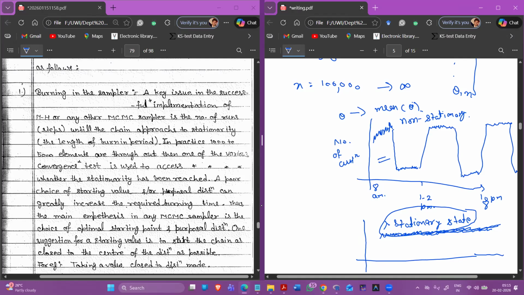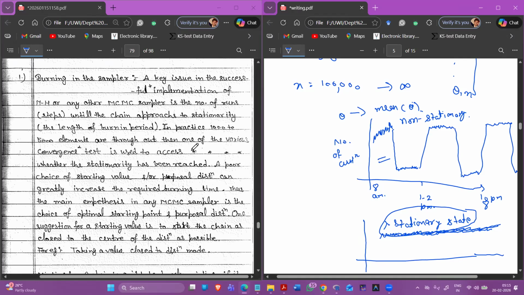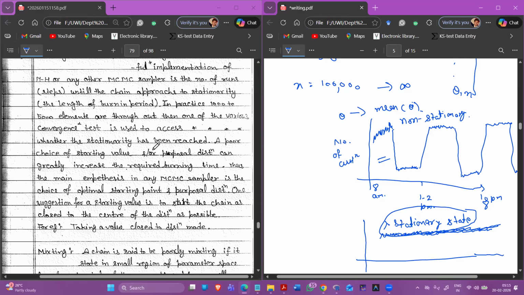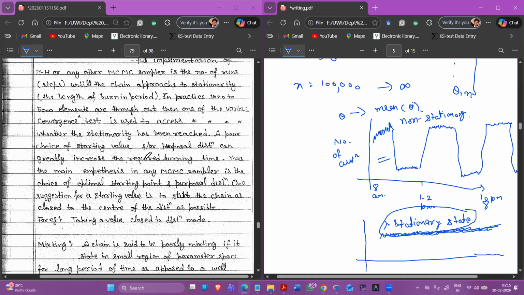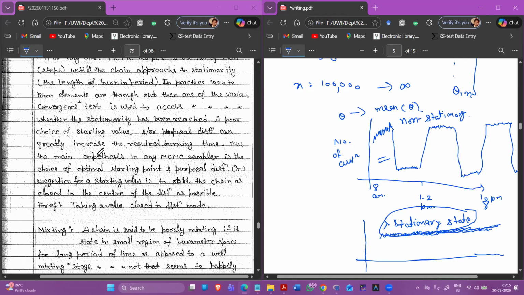So how will you do that? In practice, the burn-in period is very important to reach the stationary state. In practice, 1,000 to 5,000 elements are thrown out, then one of the various convergence tests is used to assess whether stationarity has been reached or not. A poor choice of the starting values or the proposal distribution can greatly increase the required burn-in time. It means whatever proposal distribution you are assuming.